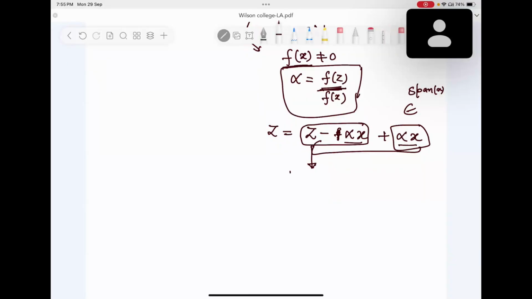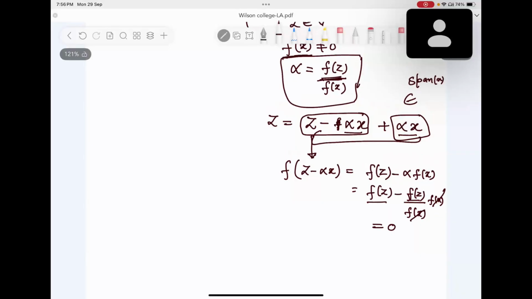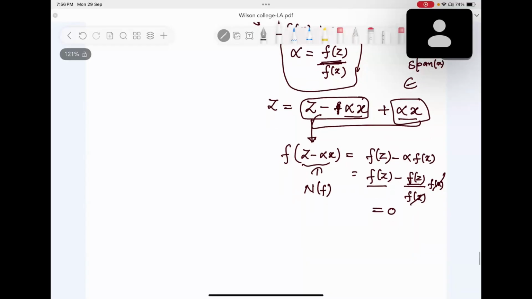Now if you take f of z minus alpha x, it will be f of z minus alpha f of x. Now what is the value of alpha? The value of alpha is f of z divided by f of x. Into f of x, these two things will get cancelled. f of z minus f of z will be 0. So this member is actually a part of the null space of f, and this belongs to the span of x.